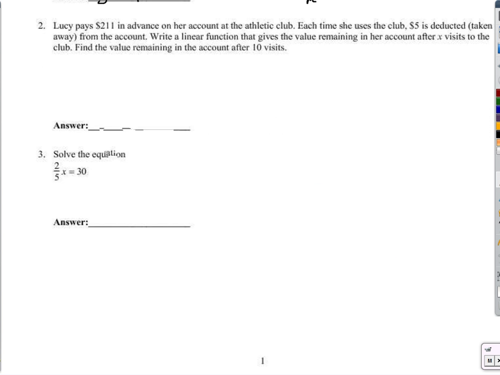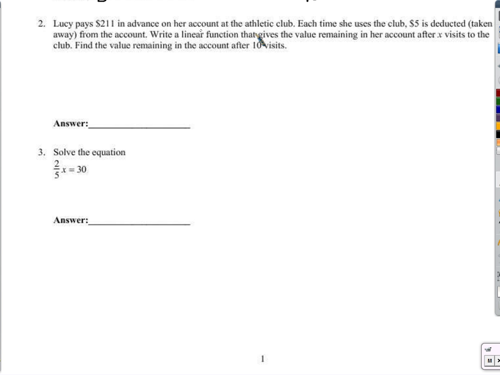So this person named Lucy pays in advance for her account in the athletic club. Each time she uses the club, $5 is deducted. Write a linear function. Write a function that has a y and an x, so you can plug in x and find y. So you find the remaining value after x visits.